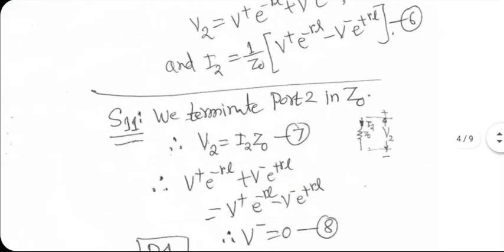V minus is 0. This is exactly what I was telling you, that terminating it into Z0 impedance means the reflection is gone. So in this particular case, V minus is 0 because of the way we are terminating the transmission line.